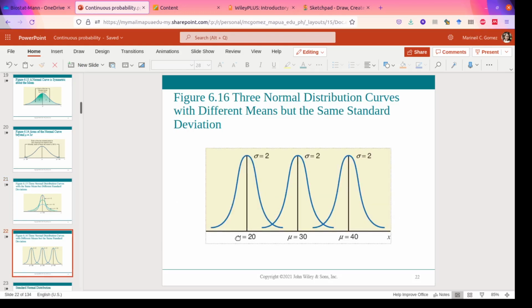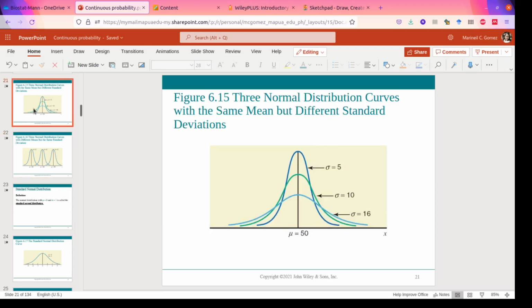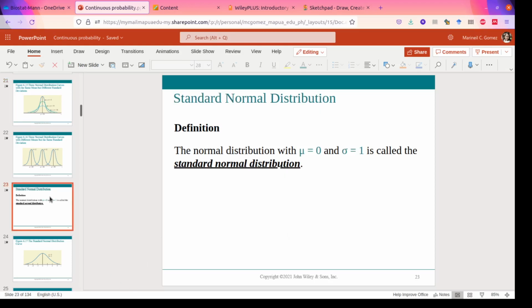Now, changing the mu or the mean translates the curve at the same standard deviation. When you change the mean, of course, the bell curve moves to the left or to the right. That's the translation of the curve. So the mu is actually where the curve is, and the standard deviation tells us how flat the curve is. Now, for a standard normal distribution, the mu is equal to 0 and the sigma is 1. It's actually the normal distribution that we usually see.